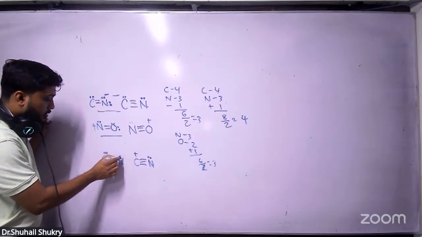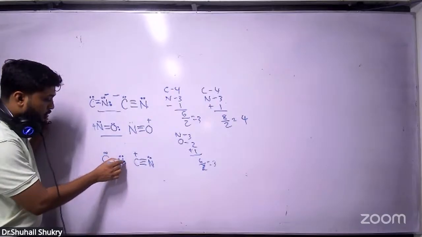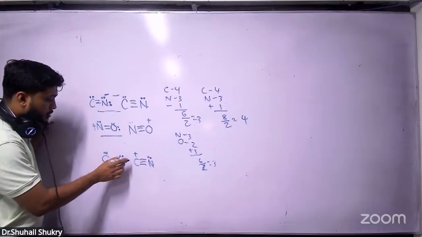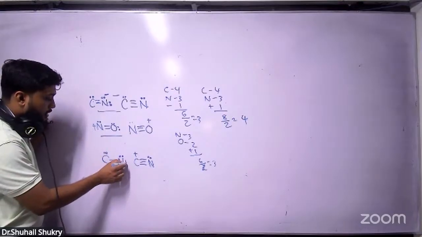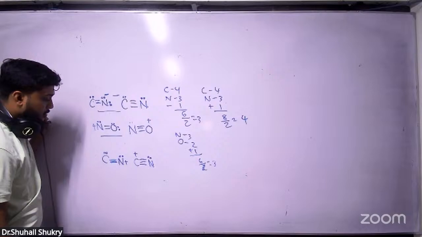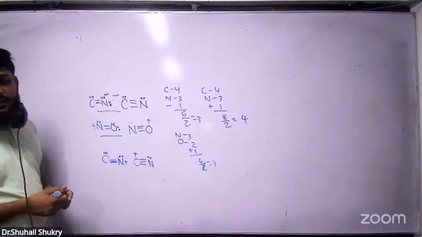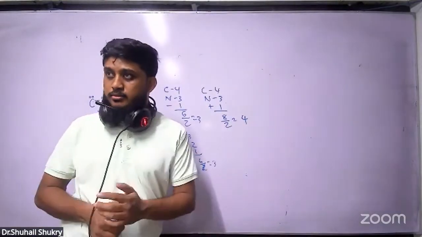Then between Cn, if you want to form plus 1, we'll say 1, 2, 3. And I can put a plus here. 1, 2, 3, 4. And I can put a plus here. Then from that method we can go for bond order.